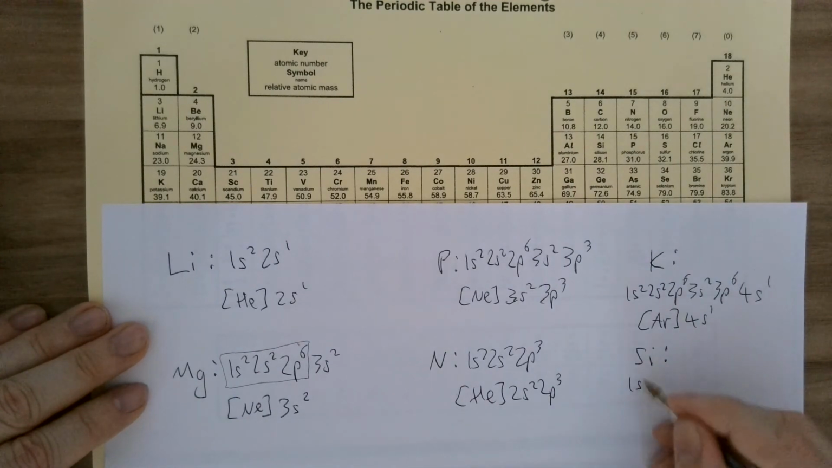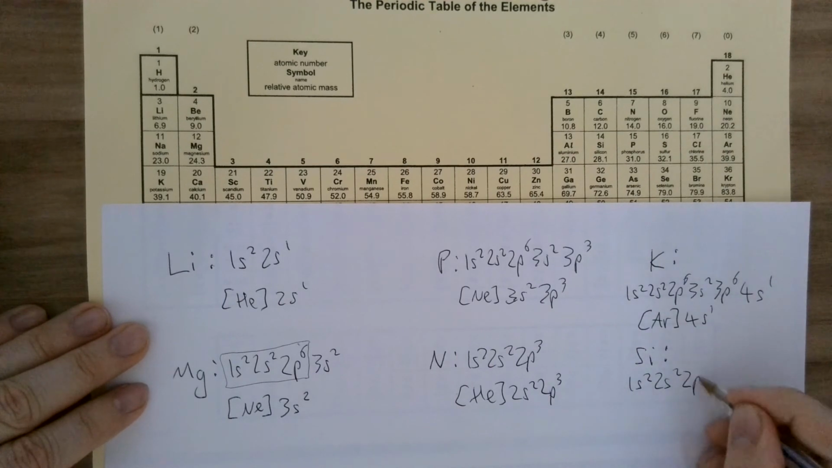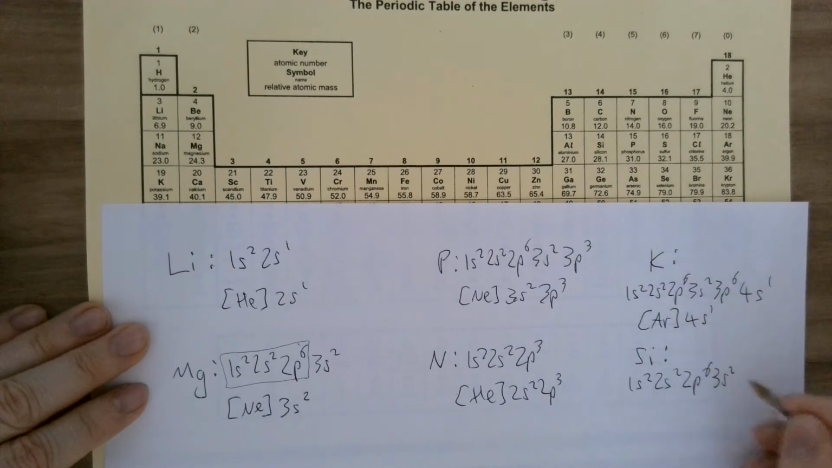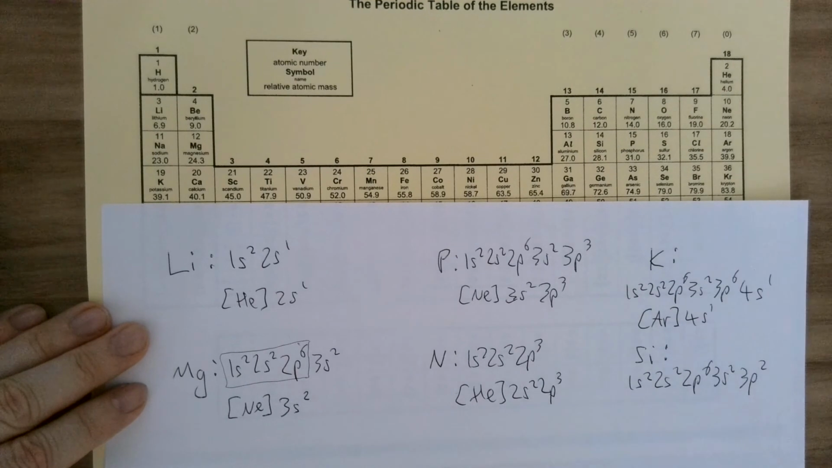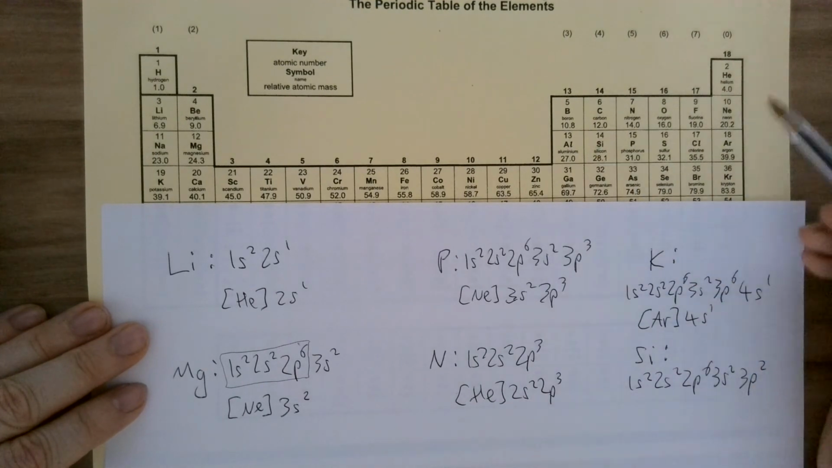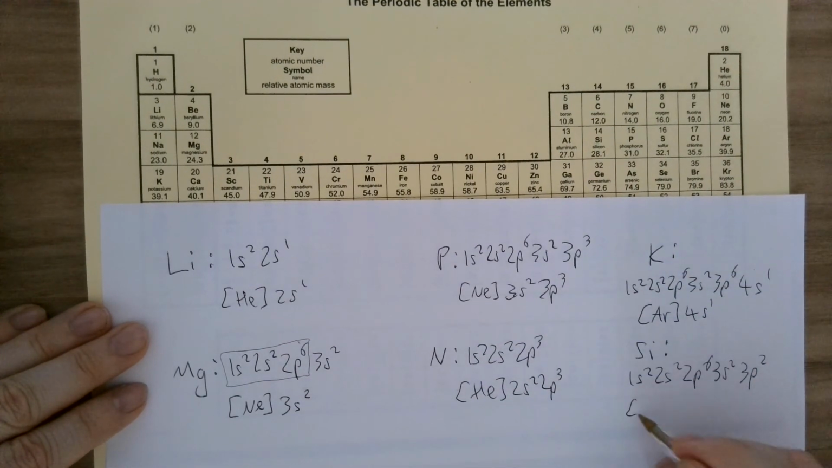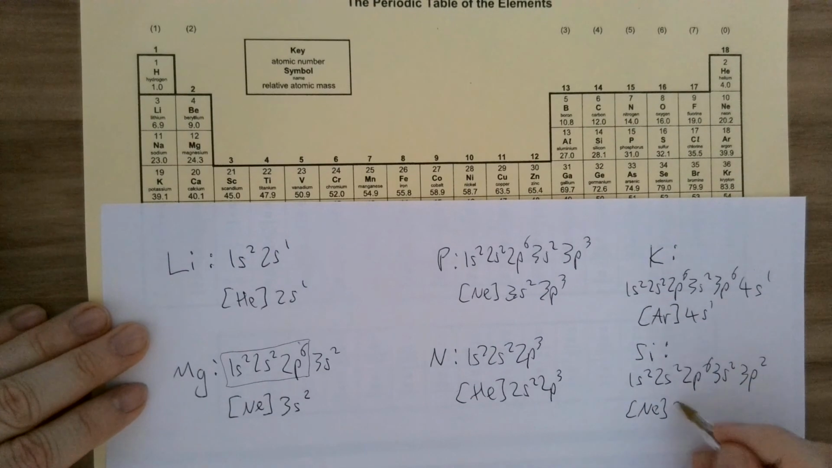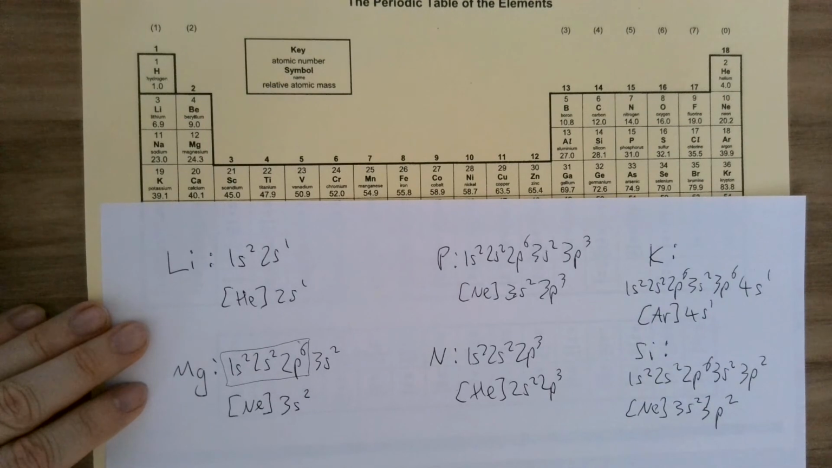And then silicon, 1s2, 2s2, 2p6, 3s2, 3p2. Silicon is 14, the one before that is neon, with an extra 3s2, 3p2.